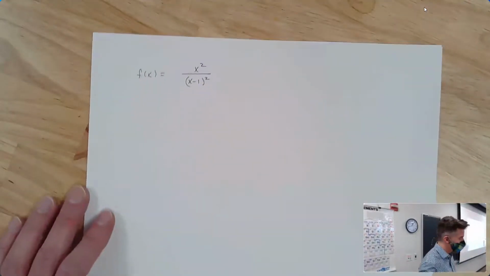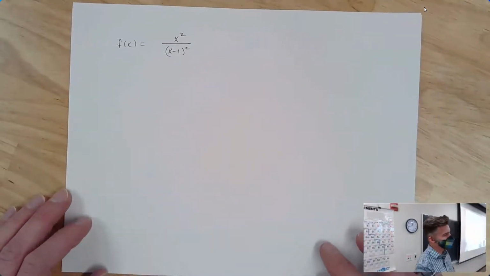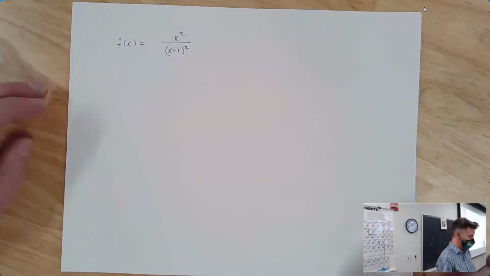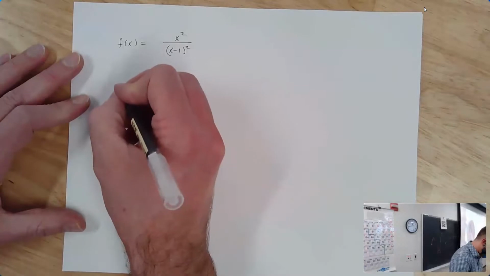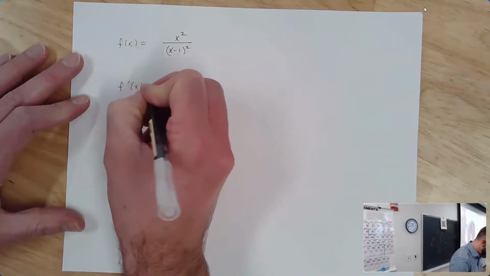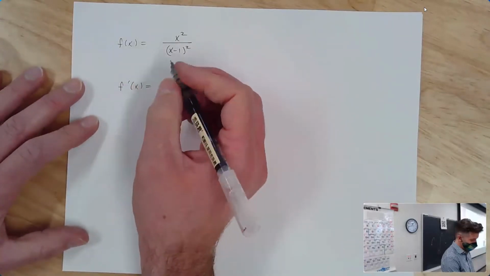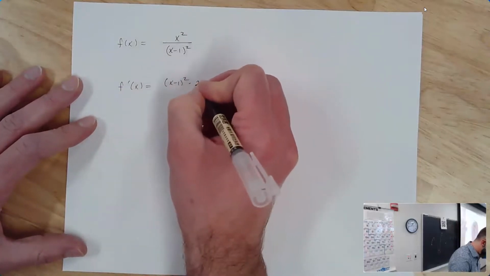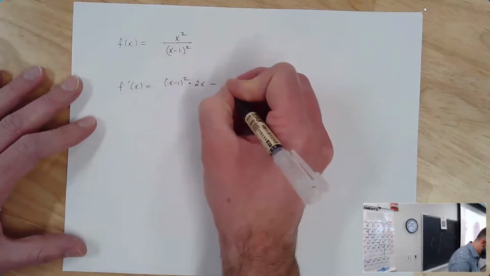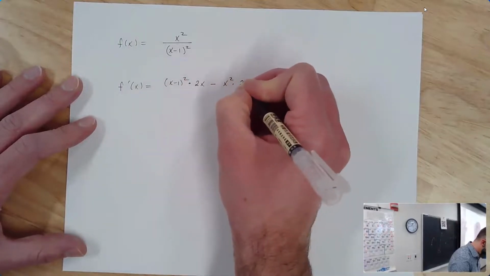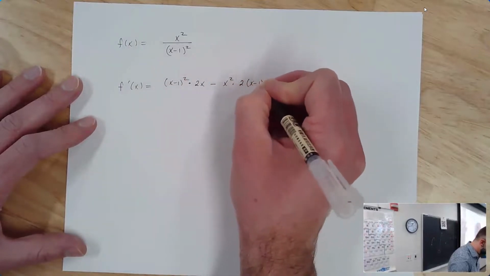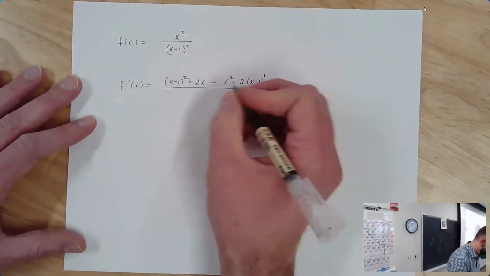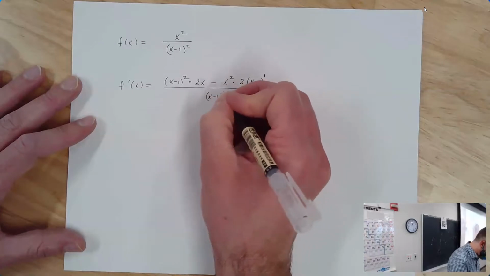This example is a little terrible, but it shows you something you need to see. So let's find the critical points. Take my derivative. Okay, quotient rule: bottom times the derivative of the top, minus the top times the derivative of the bottom, which is 2 times x minus 1 to the first times 1, over x minus 1 squared.